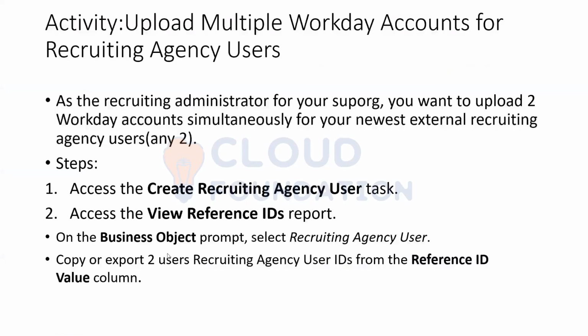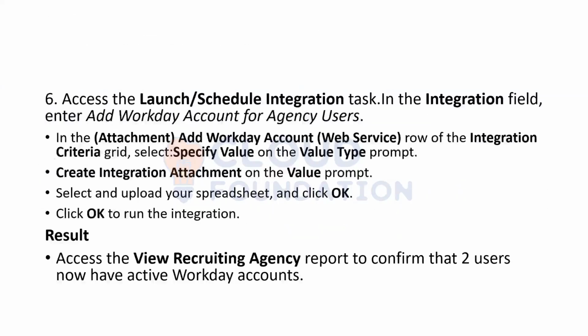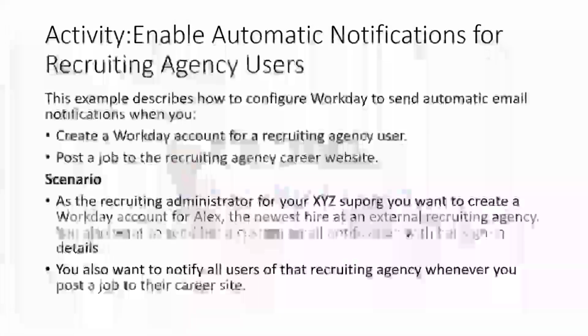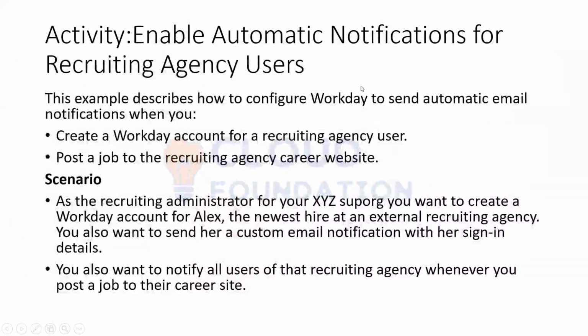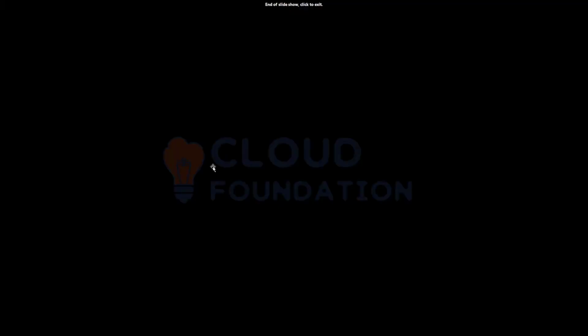Yeah. So again, I've included here also the activity to create Workday accounts for agency users. So you can go through this. It would be a good thing to know about this EIB. Then enable automatic notification for recruiting agency user. So two types of notifications are given to the users whenever an account has been created or a job has been posted. Okay. So these are the steps. So with this, we end with the agency topic.